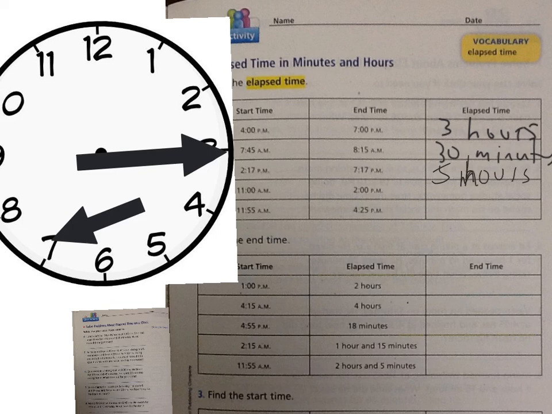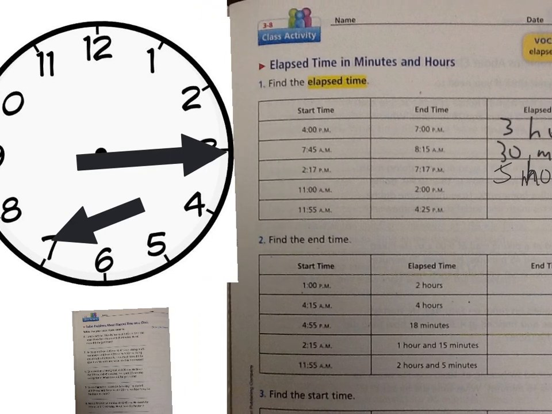Next one, you start at 11 a.m. and you end at 2 p.m. So here's one you really couldn't just subtract, because you start in the a.m. and you end in the p.m. But you should be able to count up.